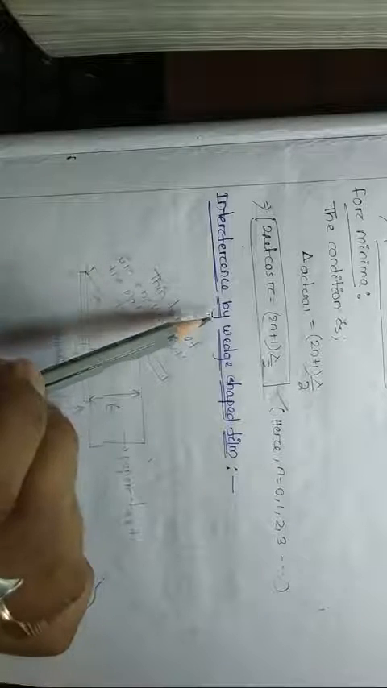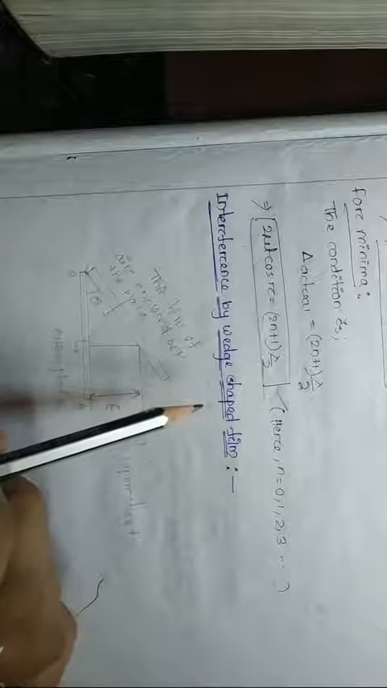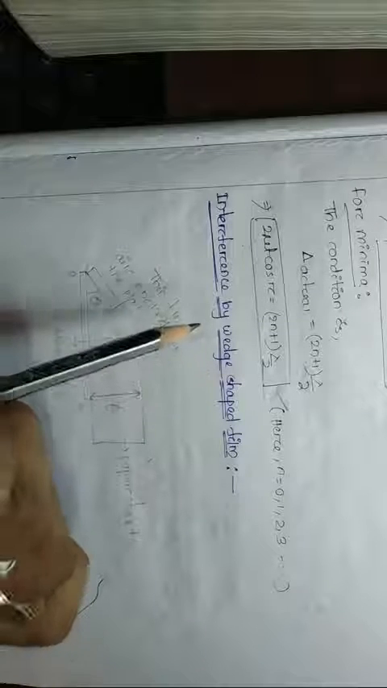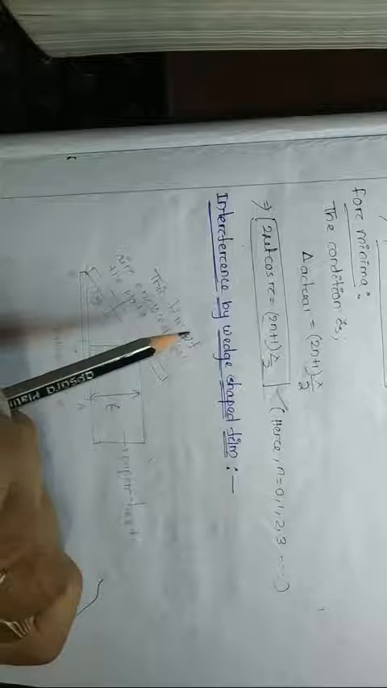Today we are going to discuss interference by wedge-shaped film. Before we derive the mathematical expressions for maxima and minima, and how the fringe pattern is observed in a wedge-shaped film with the conditions of maxima and minima, first we have to know exactly what a so-called wedge-shaped film is.